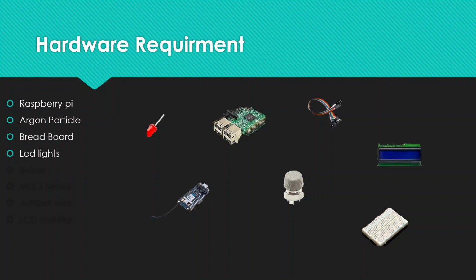Then come the LED lights for letting the user know that there's a gas leak. Then there's the buzzer. Then the most important component, the MQ2 sensor, which detects the gas if there is a gas leak. And lastly, the LCD monitor, which will show us the purity of the air all the time.